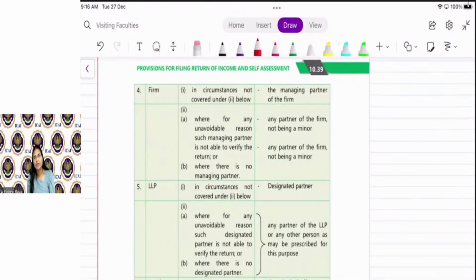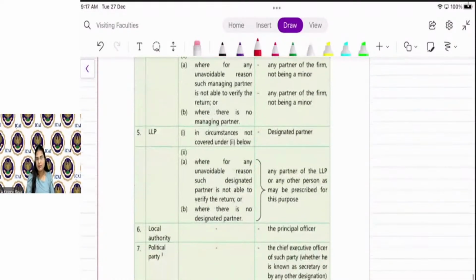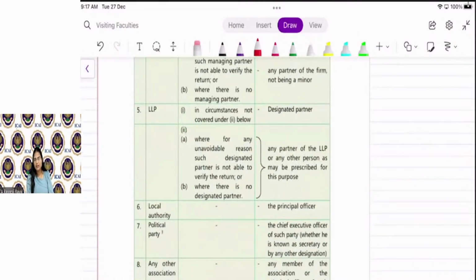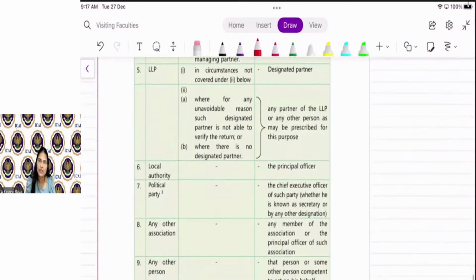In case of a firm, the managing partner of the firm is required to sign the return. Where for any unavoidable reason the managing partner is not available or there is no managing partner, then any partner of the firm can sign the return, but not a minor partner. In case of LLP, the designated partner signs; if the designated partner is unavailable and there is no designated partner, then any partner of the LLP can sign the return.